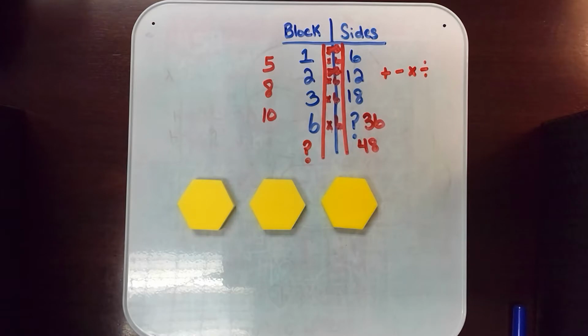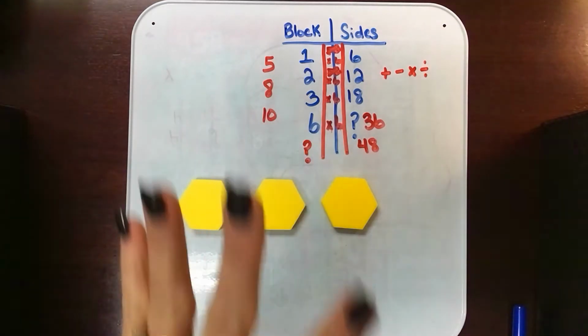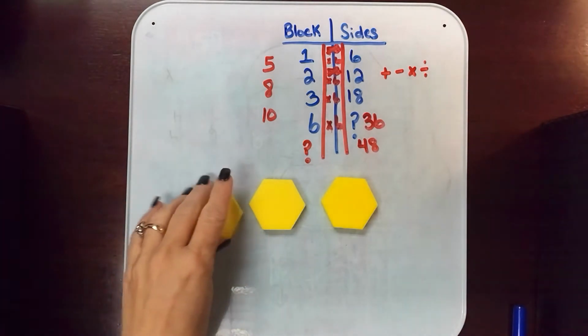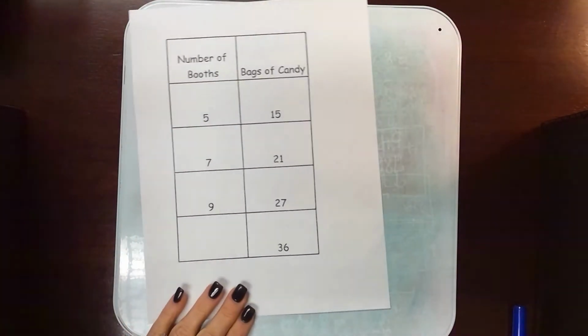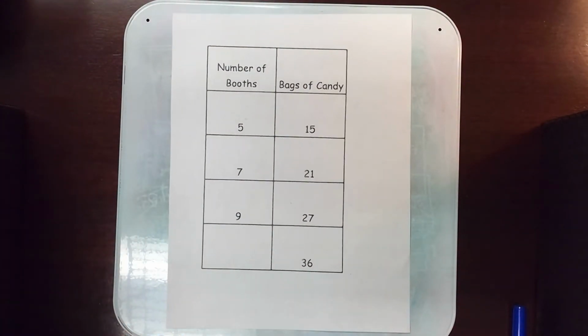After we give them a couple of days using blocks or making tables, we are then going to start giving them tables like this. We may have them do a scoot. We may have them do a gallery walk where they go around and try to find whatever the missing number is in the table.